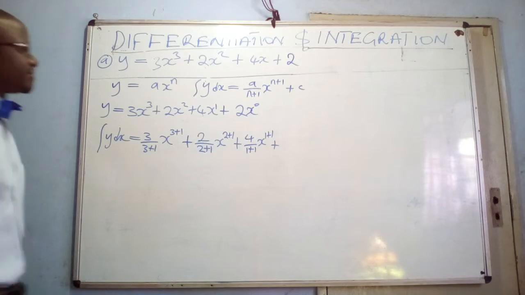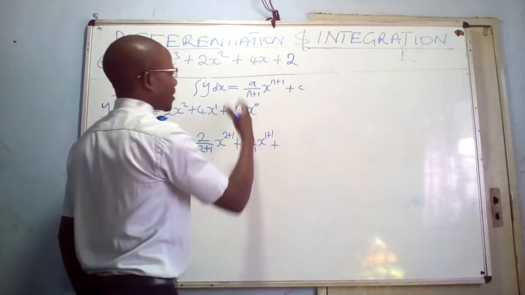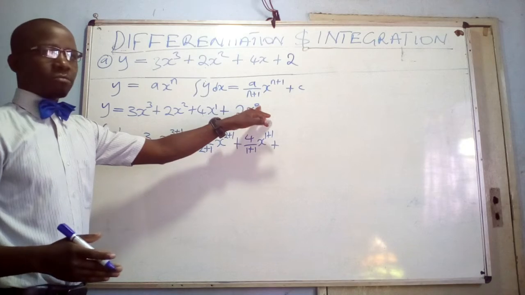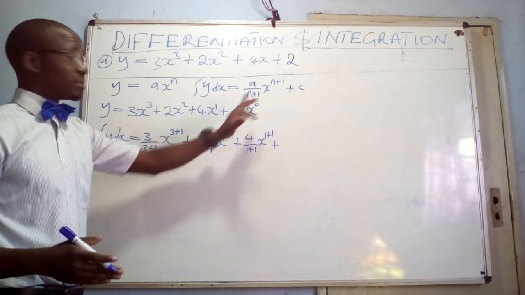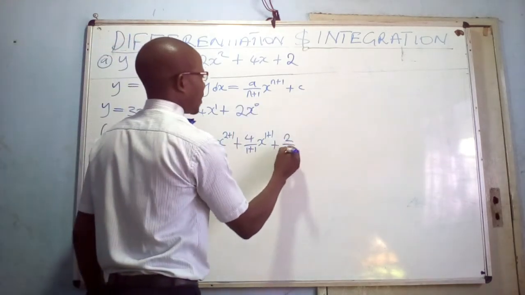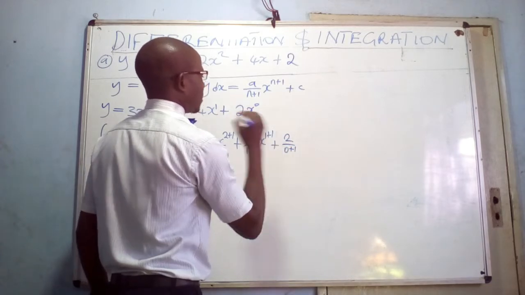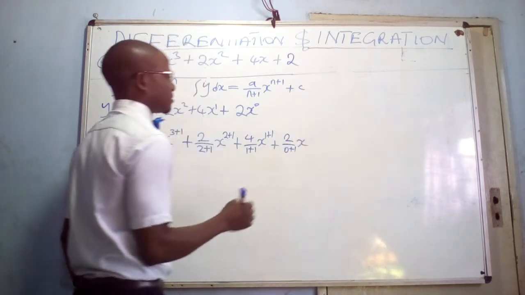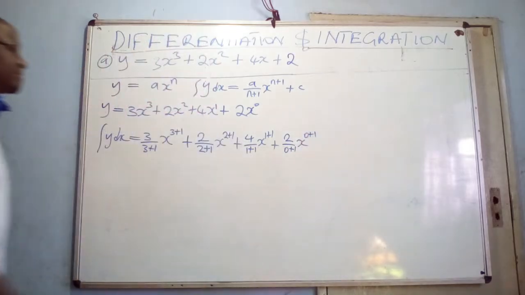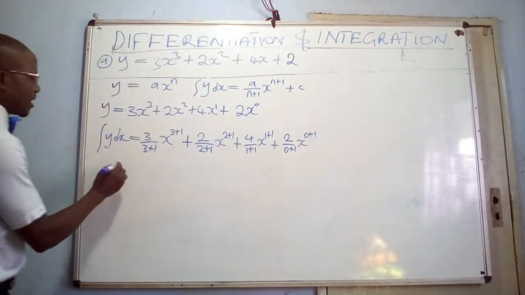What about here? What do we have there? Our n is 0. So what do we have? We have 2 over 0 plus 1, then x to the power 0 plus 1, like that. From there, we can now continue.